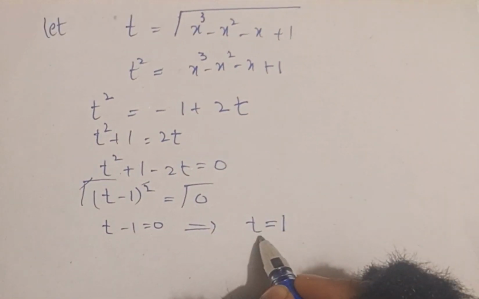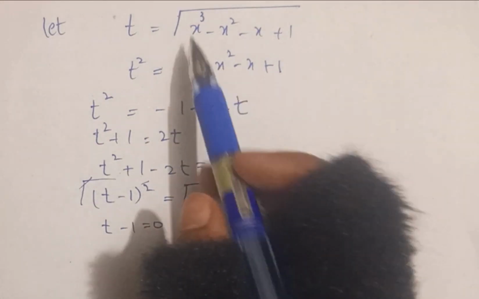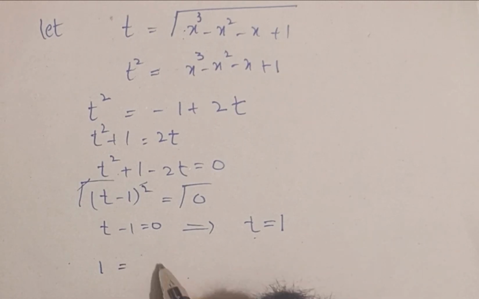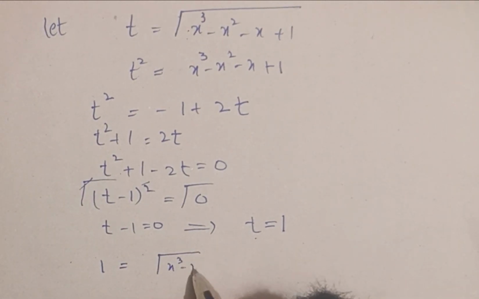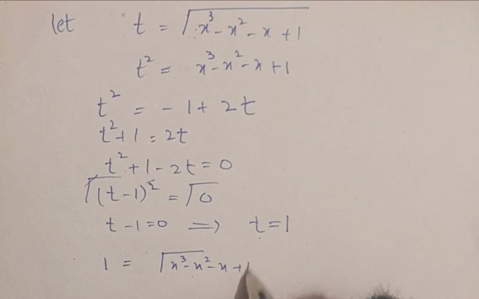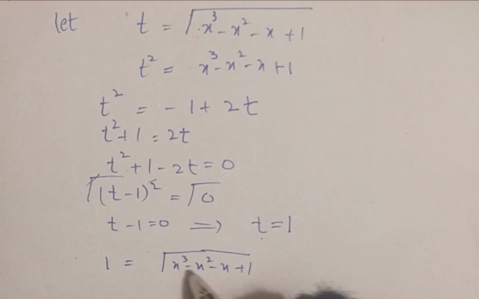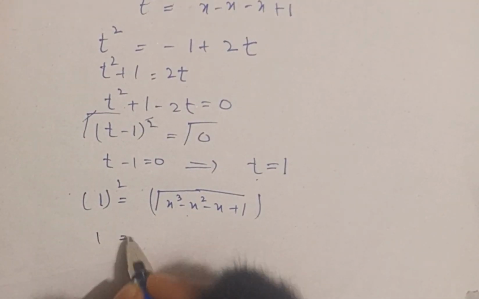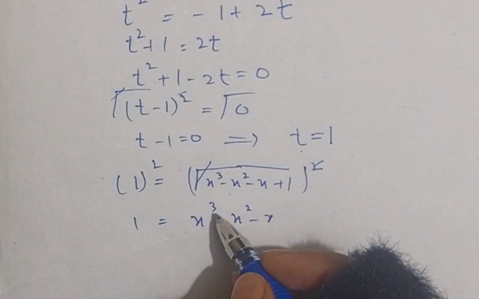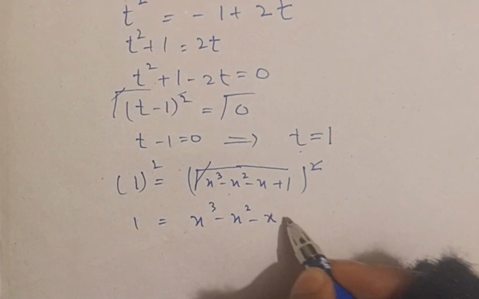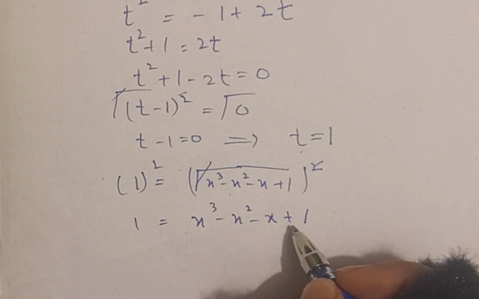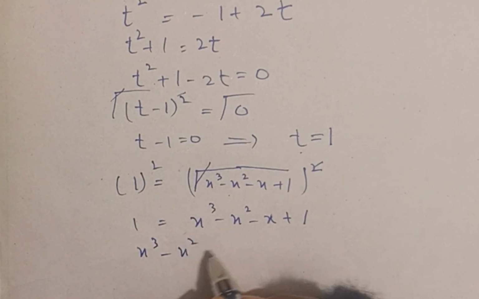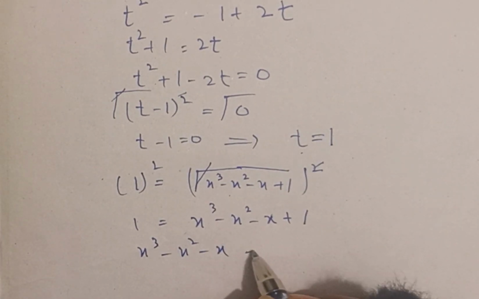This is the value of t, and in our question we let t be equal to this. So this will become 1 is equal to the square root of x³ minus x² minus x plus 1. So to remove the square root, we take a square on both sides of this equation. So 1 squared is 1 and the square root will cancel. We just get x³ minus x² minus x plus 1. And in the next step, if we subtract 1 on both sides, then we get x³ minus x² minus x is equal to 0.